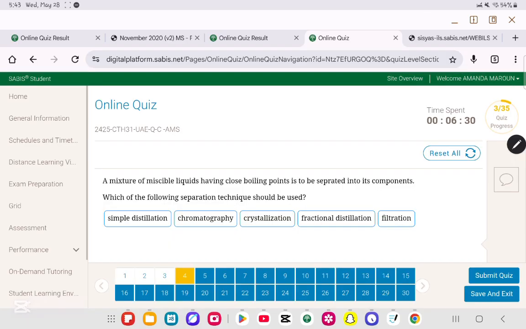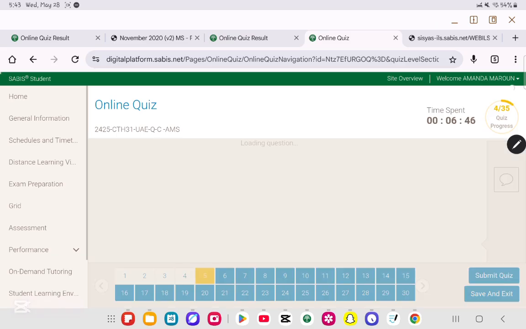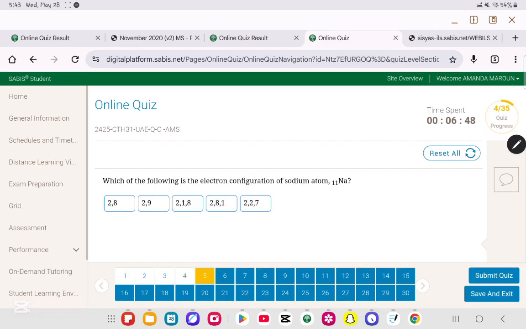A mixture of miscible liquids having close boiling points. So what does miscible mean? Miscible means that they mix with each other. If the liquids mix with each other and they have close boiling points, how is it possible to separate them? Very simply by a process called fractional distillation. We move on to question number 5. It says, which of the following is the electron configuration of the sodium atom Na11? Very simply, they did not say ion.